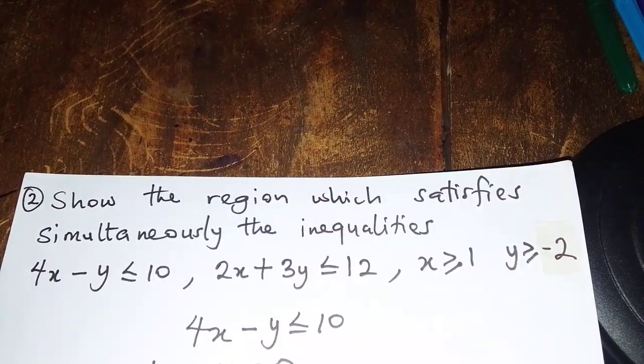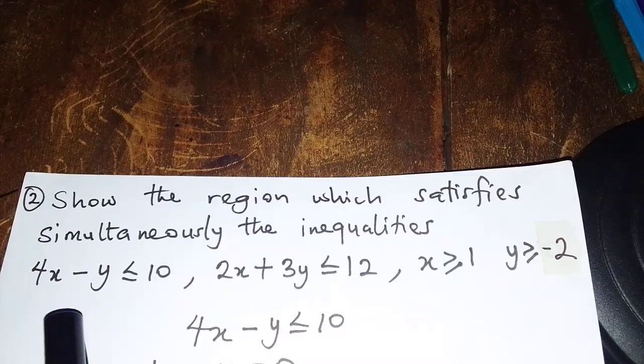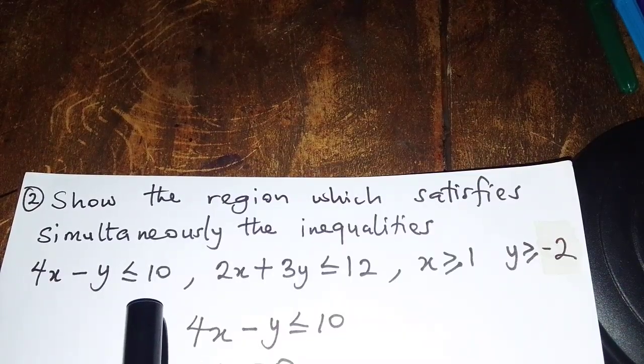Show the region which satisfies simultaneously the inequalities. 4x minus y is less than or equal to 10.